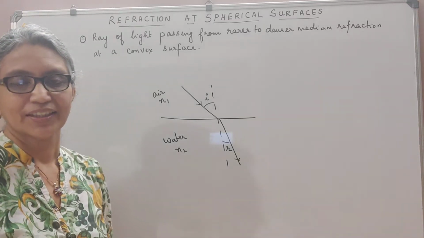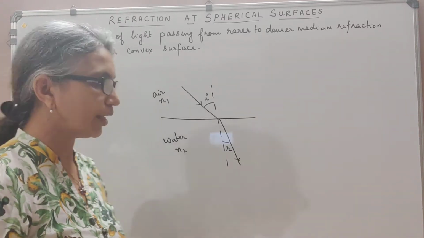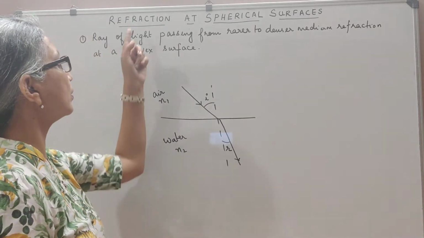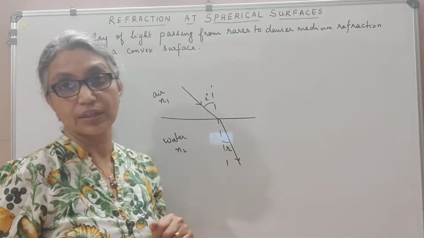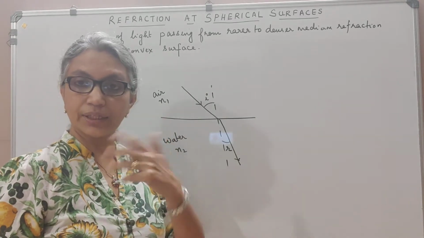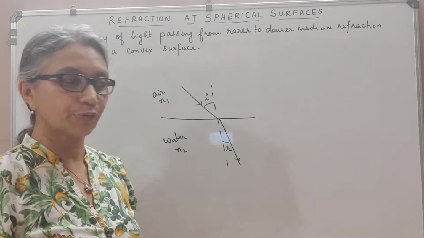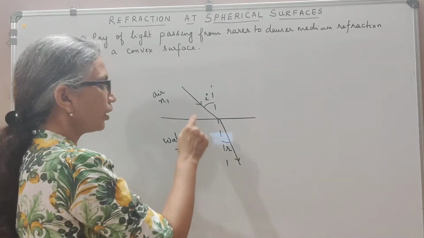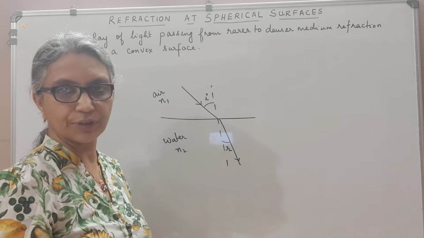Good evening. We are now going into our next session in that chapter, Ray Optics, where today we are going to deal with refraction taking place at spherical surfaces. What we dealt with in the first session was refraction taking place on plane surfaces like this, not curved. Now, refraction, as you know, is the bending of light.